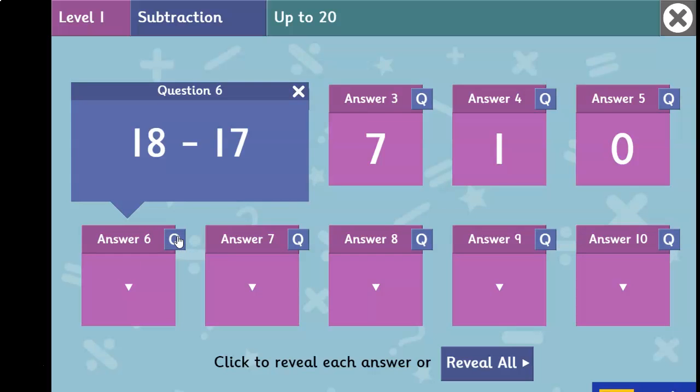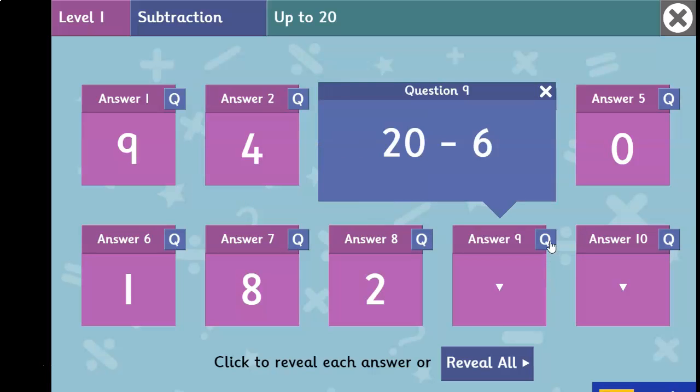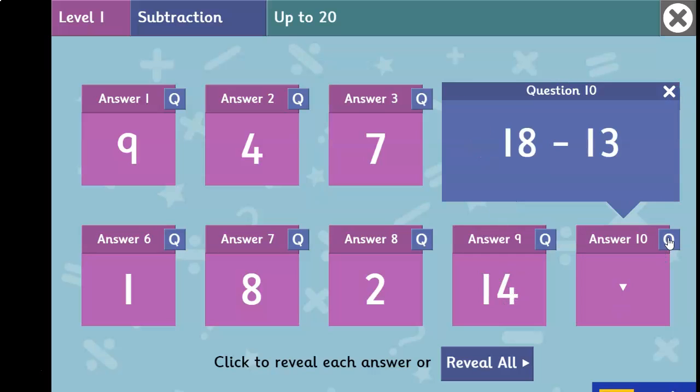Question 6, 18 take away 17, what did you get? 1. Question 7, 13 take away 5, what did you get? Should be 8. Question 8, 19 take away 17, should be 2. 20 take away 6. I'll be really proud of you if you got this one right, because this is linked to our number bonds. 6 and what makes 10, and then we need another 10 to make 20. So 4, and another 10 makes 14.